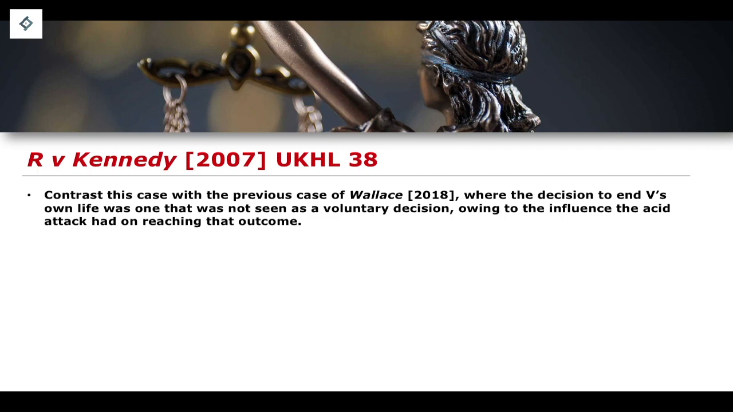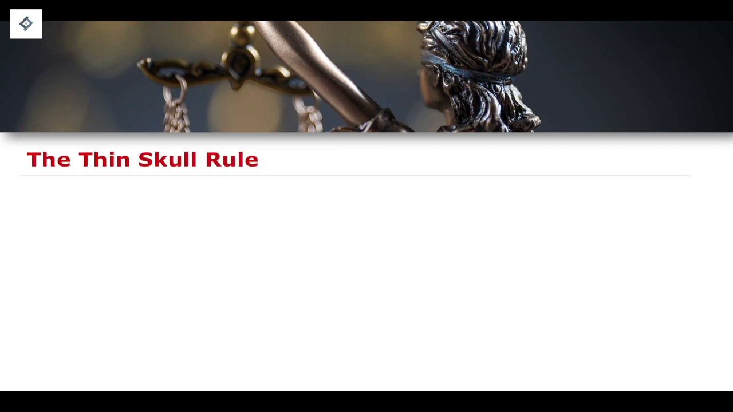Well, the decision to end the victim's own life in the case of Kennedy was a voluntary decision that had no influence by the defendant. However, in the case of Wallace, this decision to end the life of the victim was not seen as a voluntary decision, because it was only made on the basis of the attack that the defendant had inflicted on the victim, the acid attack, which resulted in his decision to go and euthanize himself. And so as a result, this free will, autonomous, voluntary decision element is what delineates the case of Kennedy and the case of Wallace.